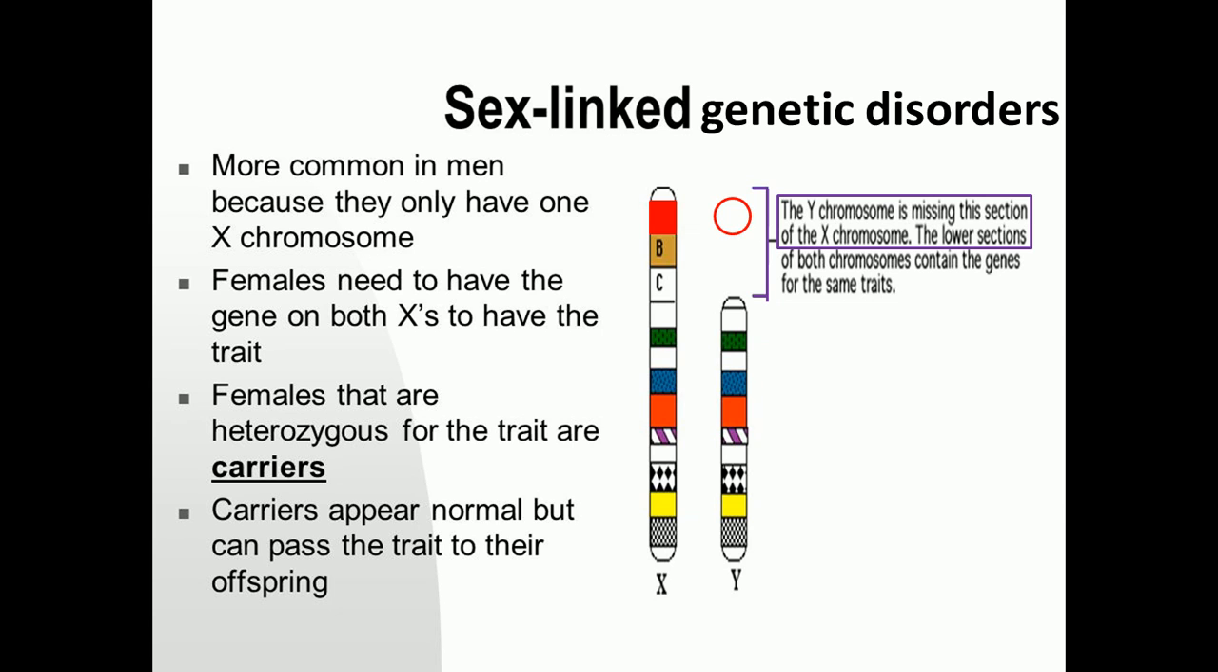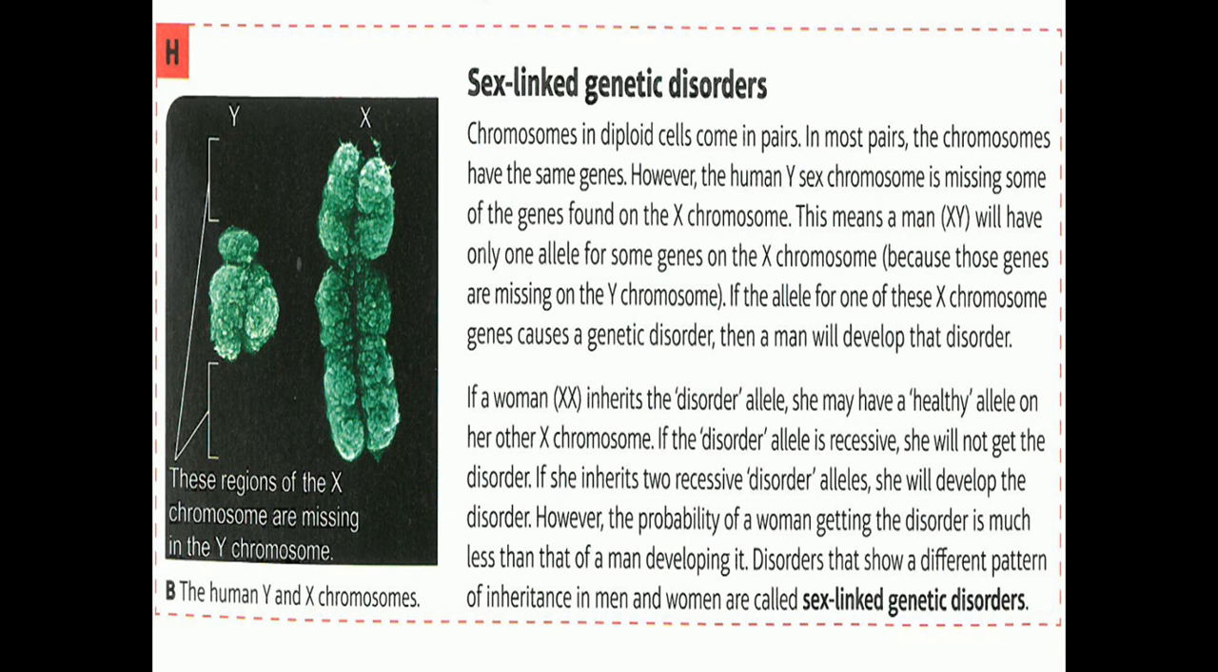So chromosomes in diploid cells come in pairs, and that means you contain 2 copies of genes. However, in the Y chromosome, those genes are missing. So for male, they will only have 1 allele for the gene because that gene is missing in the Y chromosome. If that allele is faulty and causes a genetic disorder, that means that the male will develop the disorder or the disease.